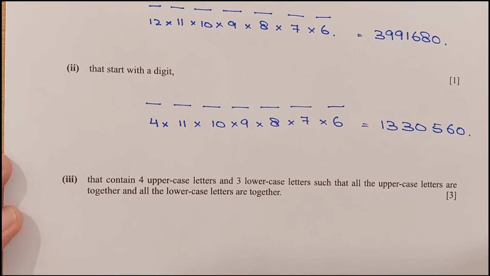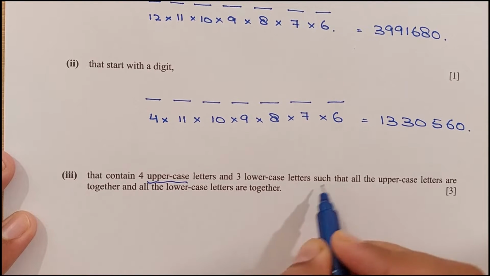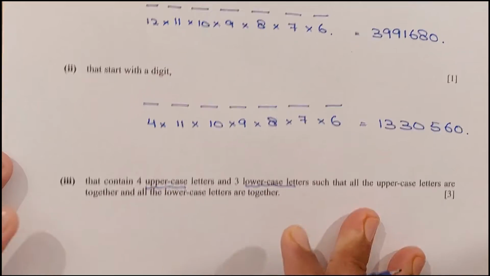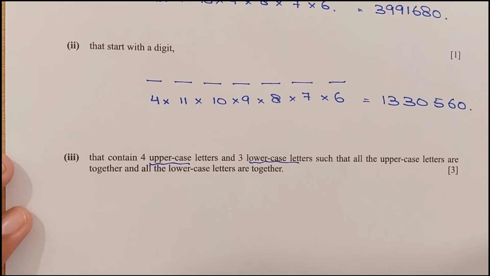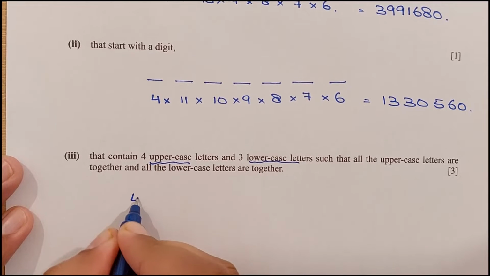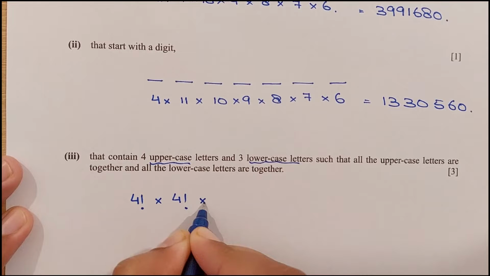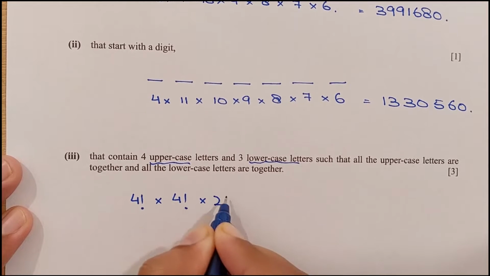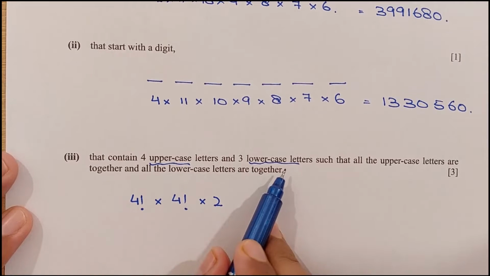Whenever we have a question of things that are together, we have to use the fundamental principle of counting. We are using uppercase letters and lowercase letters. As you can see, we have 4 uppercase letters and 4 lowercase letters, and they're used together. So 4 factorial for uppercase letters times 4 factorial for lowercase letters times 2. We multiply by 2 because there are 2 combinations we're using for upper and lower.